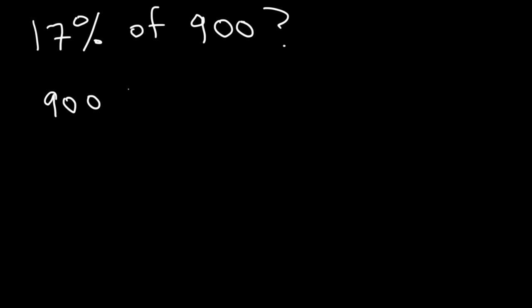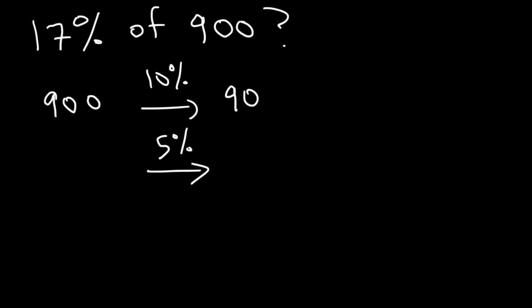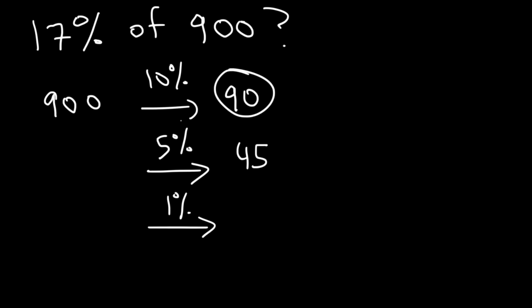Now, what is 17% of 900? Go ahead and figure that out. So let's start with 10%. 10% of 900 is 90. 5% is half of 10%, so half of 90 is 45. And 1%, that's 1/10 of 90, so that's going to be 9.